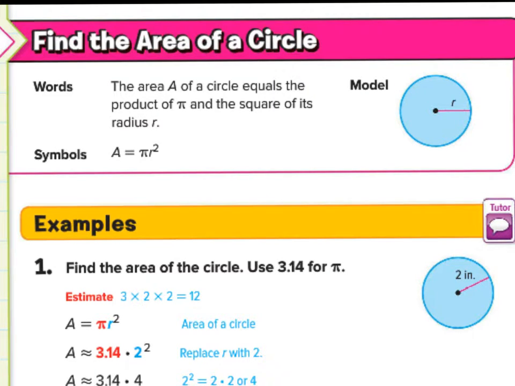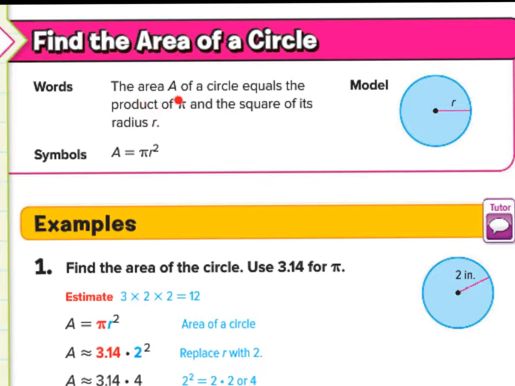In order for us to find the area of a circle, we really need to be able to identify the center of the circle. So measure from every angle of the edge until you find the same measurement to the center. And that's how you'll know where you have found the center. So the distance from the center to the edge is your radius. So you must know your radius.